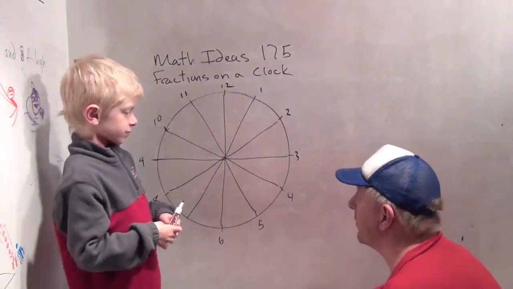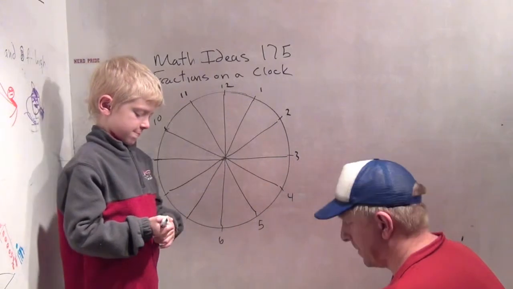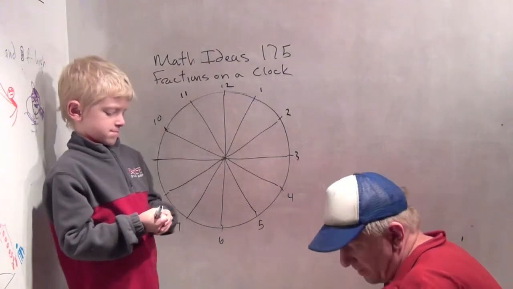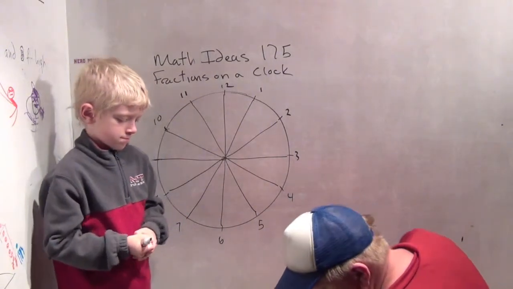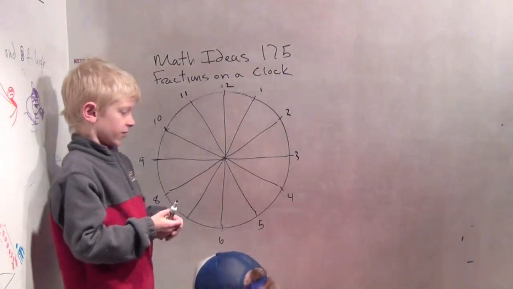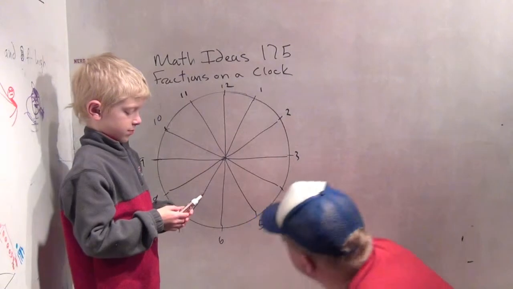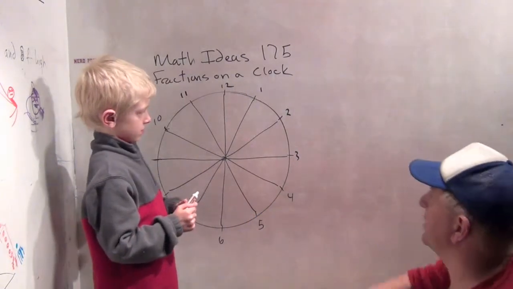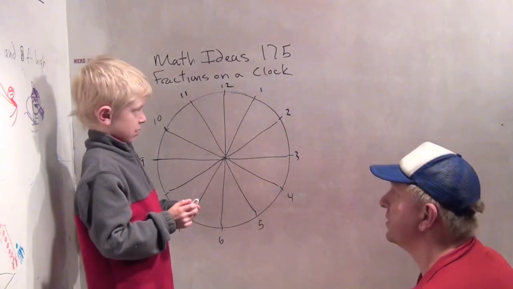So yesterday we talked about 1/2, right? Mm-hmm. And today we're going to learn a little bit more about fractions. So can you tell me how many numbers there are on a clock? 12. And so when we divide a clock into regions, how many regions are there?